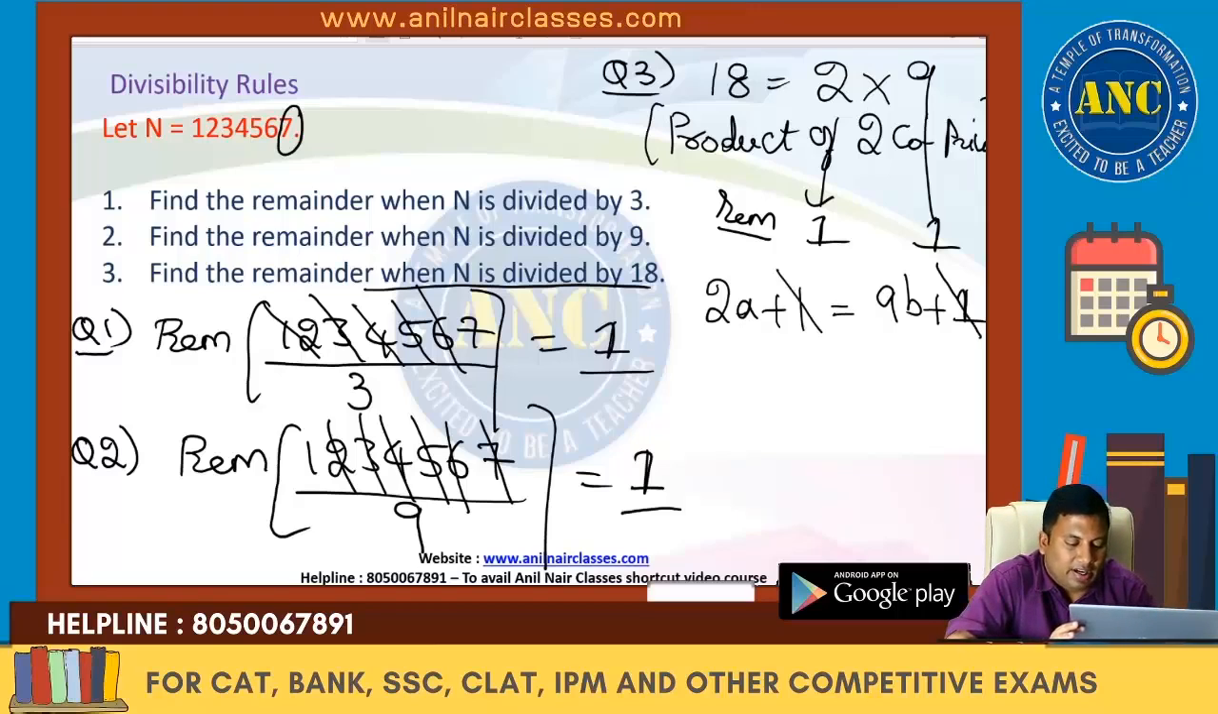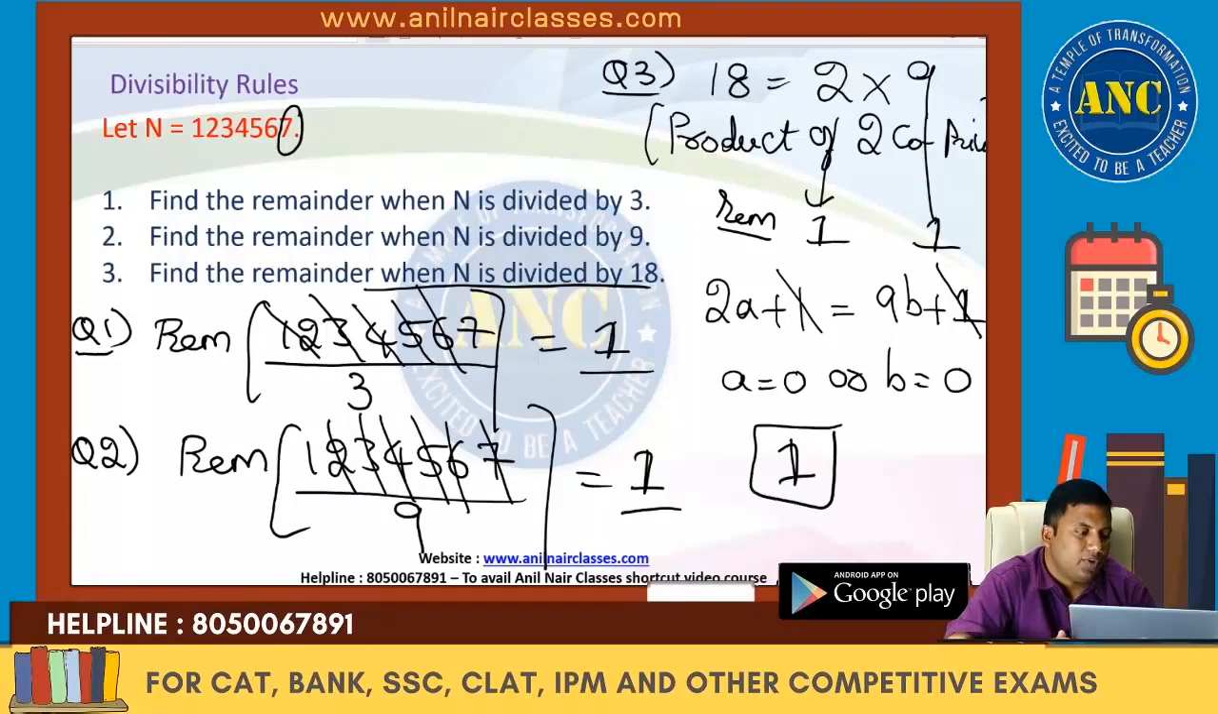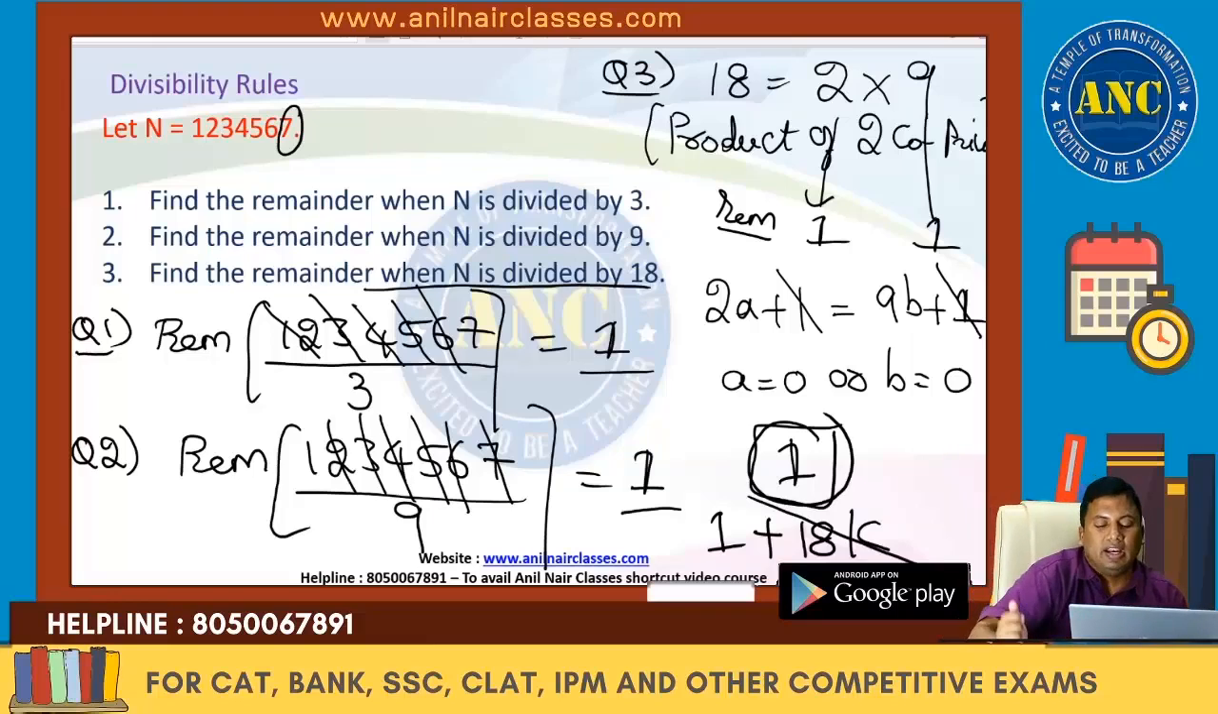So equate them. 2a plus 1 is equivalent to 9b plus 1, so 2a is equivalent to 9b. That is only possible when a is 0 and b is 0. With a equal to 0, 2 into 0 plus 1 is 1. So the form of the number is 1 plus 18k, every time divisible by 18 plus 1. The answer when the number is divided by 18 is 1.